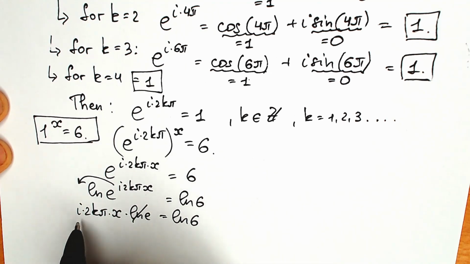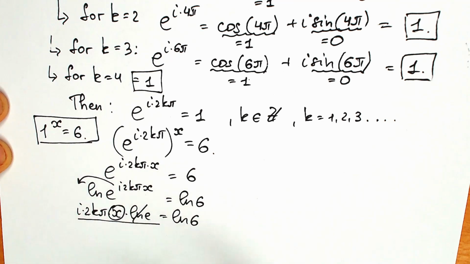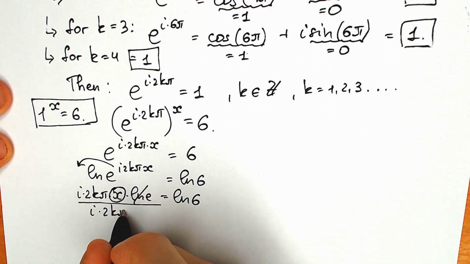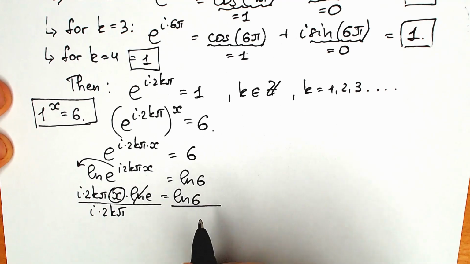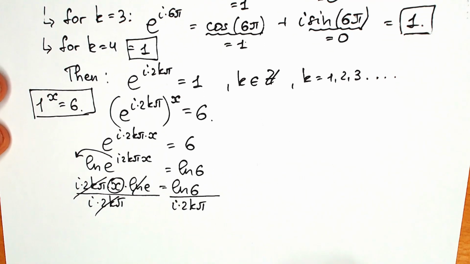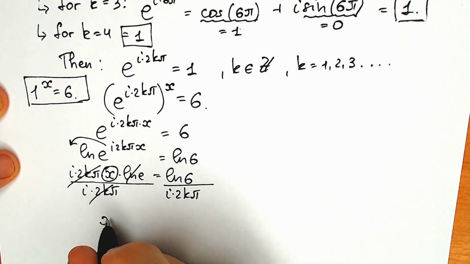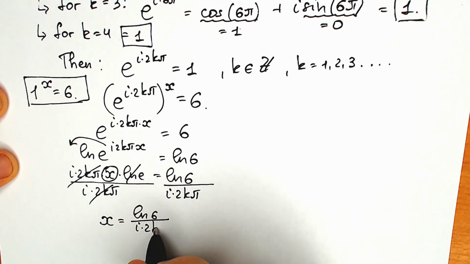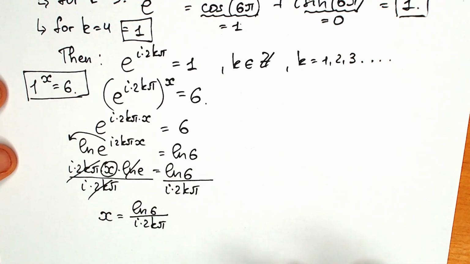And right here, we're gonna divide both sides by i 2kπ, because we need to find only our x. So we need to divide both sides by i 2kπ, and we're gonna divide it on the right side too. So from here, we're gonna cancel it real quick. We will have only our x on the left side, x equal to natural log 6 divided by i 2kπ.